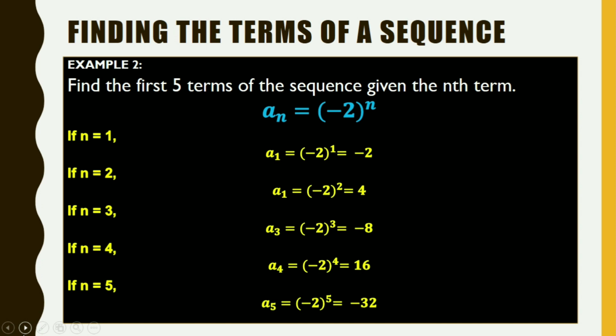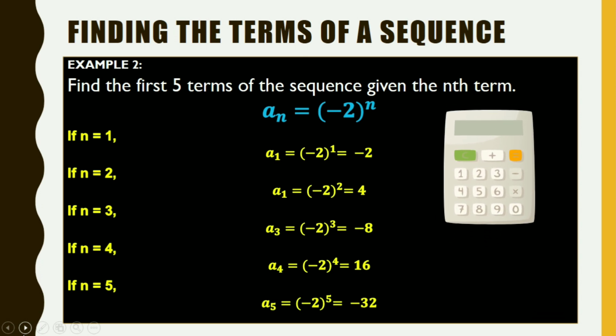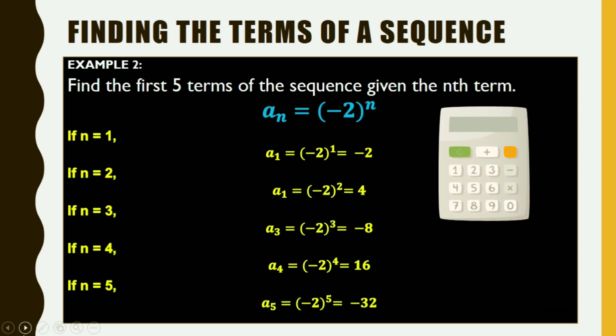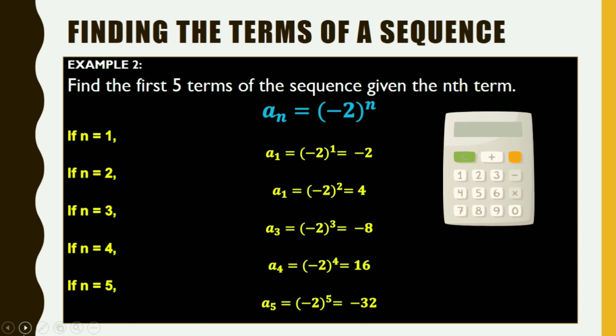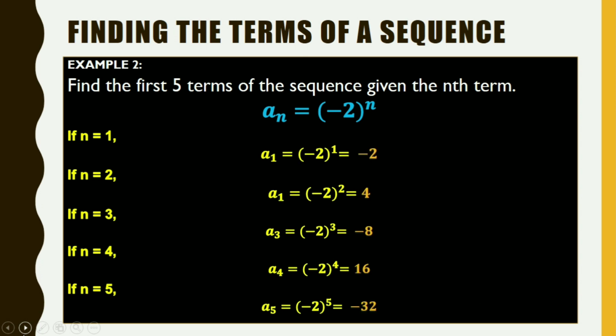equal to negative 32. If we will use a calculator, don't forget to include the parentheses, because if you will just directly write negative 2 on your calculator, you might have a different answer. Is that clear? So therefore, the first five terms of the sequence given the nth term a sub n is equal to negative 2 raised to n are negative 2, 4, negative 8, 16, and negative 32.